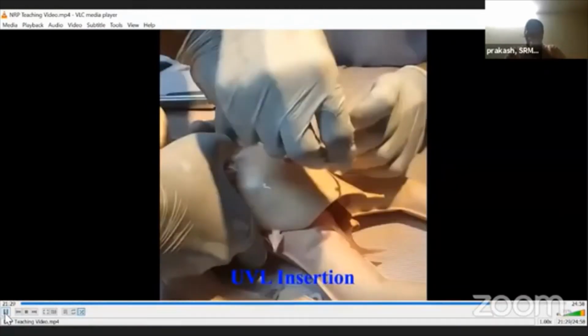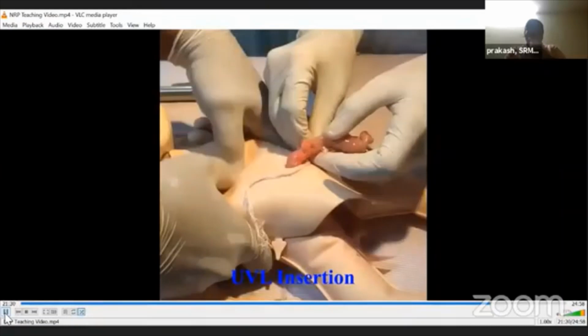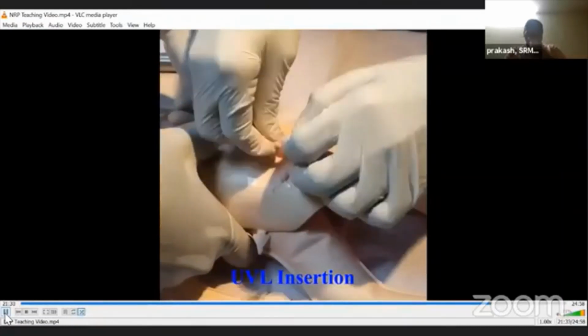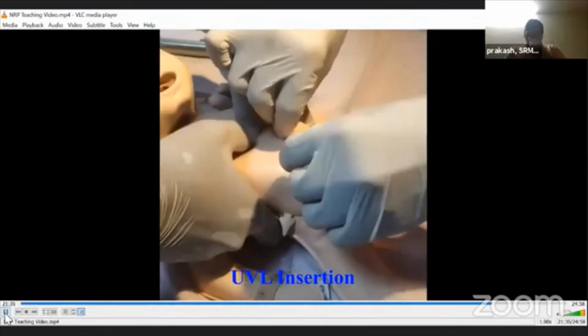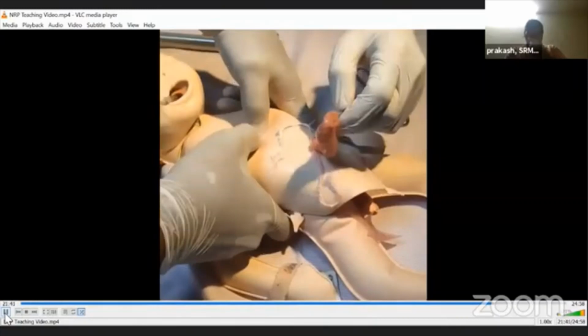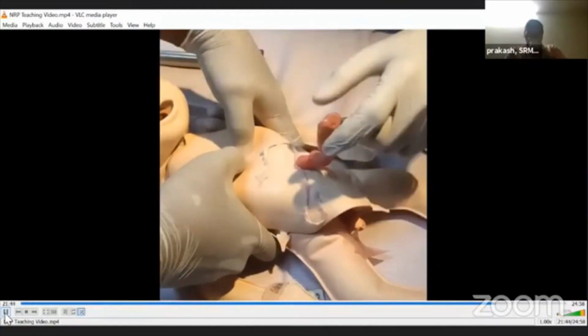You could see that the umbilical line is being accessed. 2 and 3. This is only if the heart rate is less than 60. If the heart rate is more than 60, you continue only with positive pressure ventilation and stop chest compression. So still less than 60, we are going for an IV access.